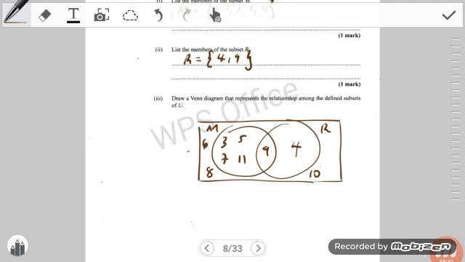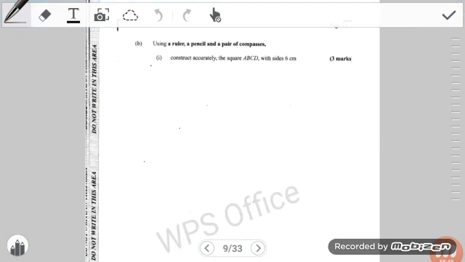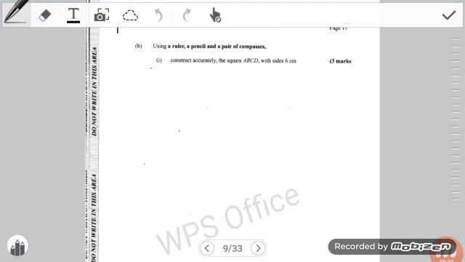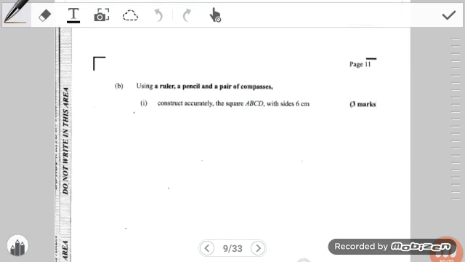3A. Now construction. I do not have the device or the instruments that I'm using here to do the proper construction, but I can demonstrate to you what needs to be done. So that's all that I can do for you on this paper. Using a ruler, a pencil, and a pair of compasses, we are to construct accurately the square ABCD with sides 6 centimeters. It's not a bad question. This is a pretty doable question.